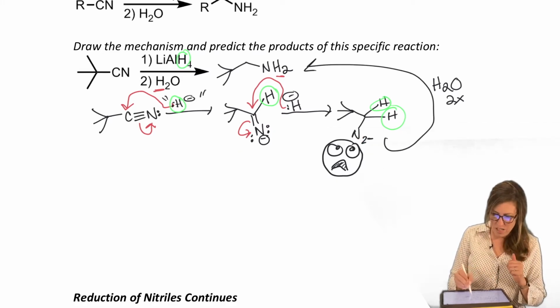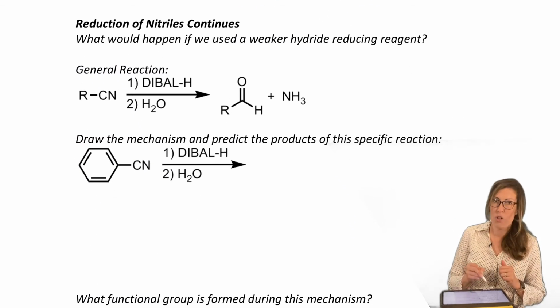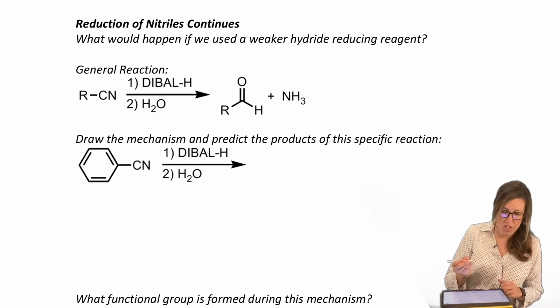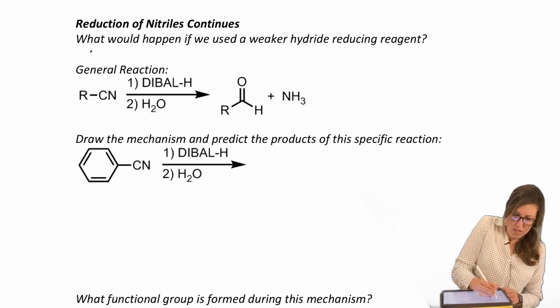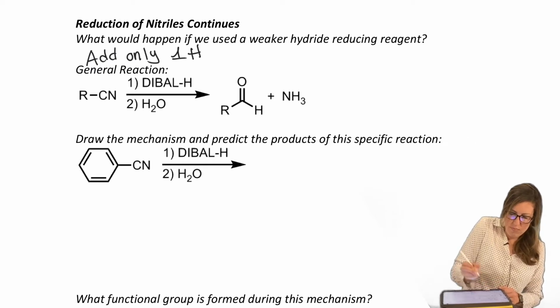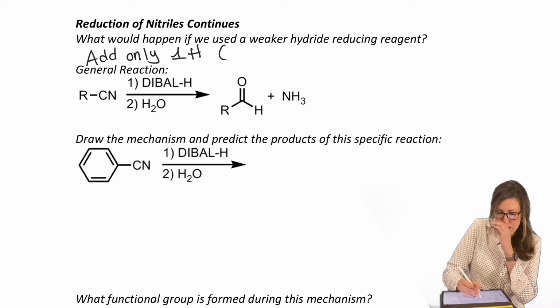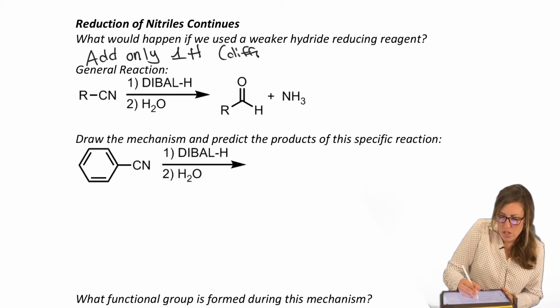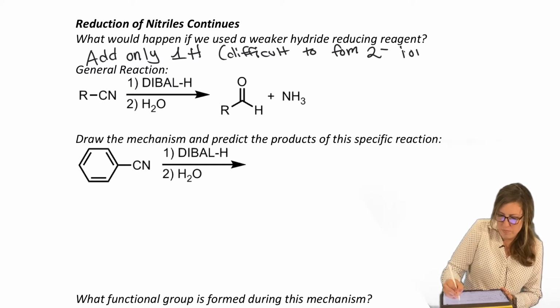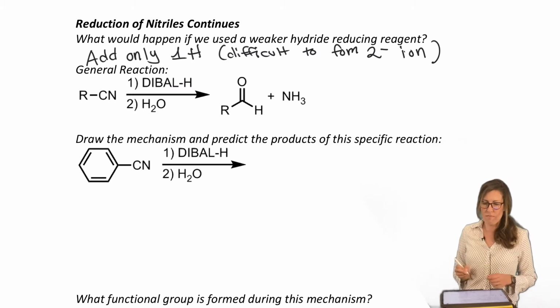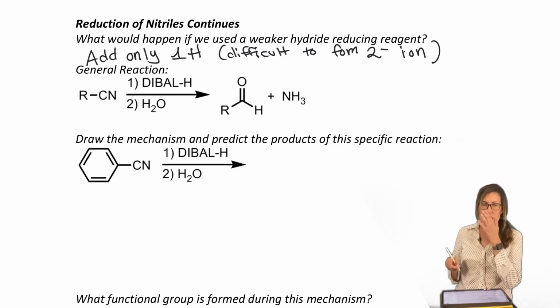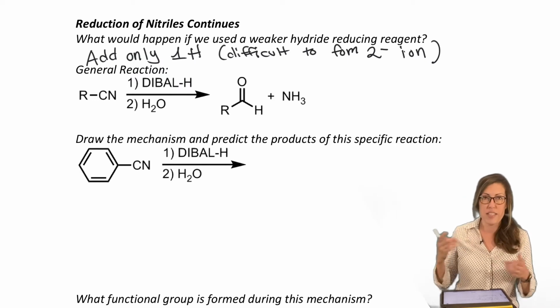However, a weaker reducing agent, no. It will not let you form that disfavorable 2 minus charge on nitrogen. So in other words, we're only going to add one H. And I'll put what I said in parentheses. It's difficult to form the 2 minus charge ion. Not favorable. So what do I mean by weaker reducing agent? Those sterically hindered hydrides, like DIBAL-H, is a favorite.